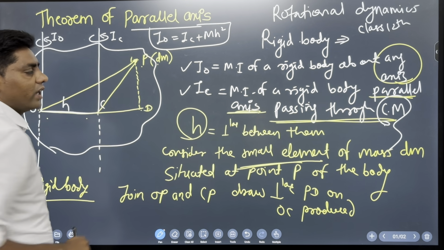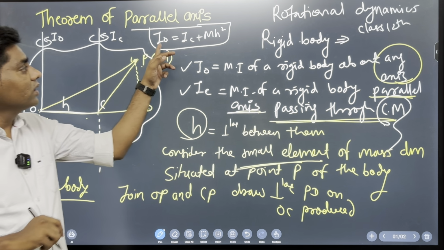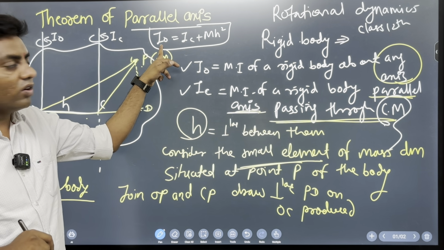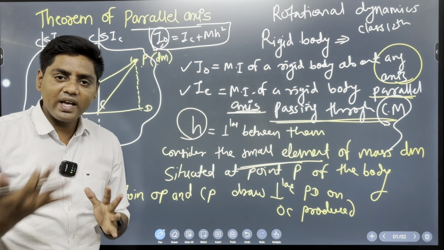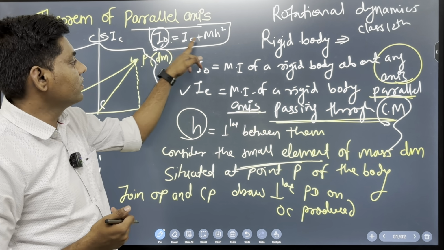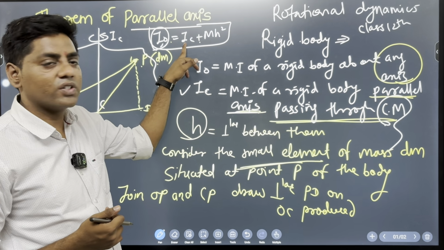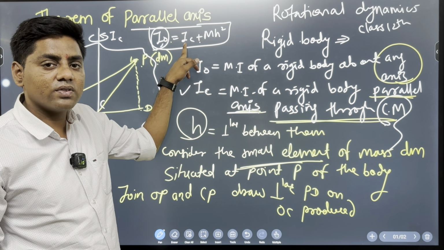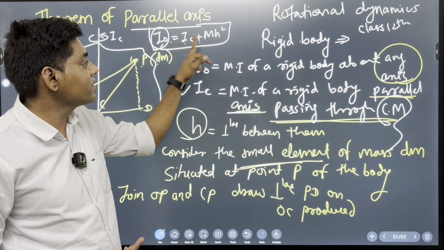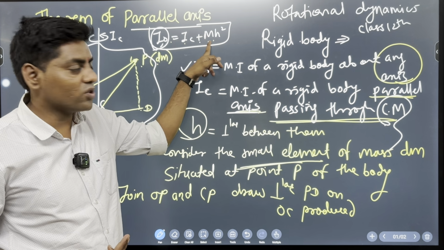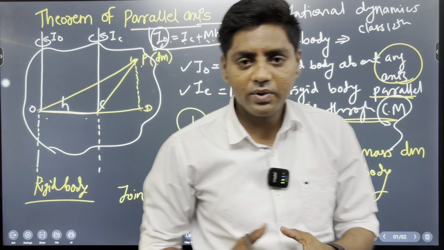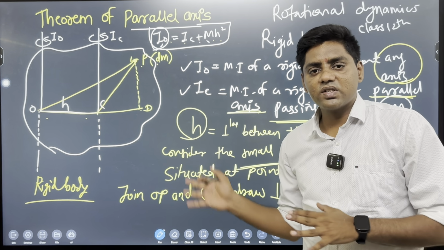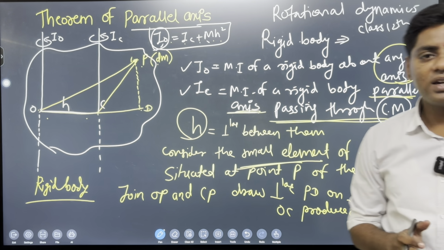This is the statement of the parallel axis theorem. I naught, the moment of inertia about any axis, is equal to the sum of the moment of inertia about the parallel axis passing through the center of mass and the product of the mass of the body and the square of the distance between the two parallel axes. In such a way we complete the parallel axis theorem.